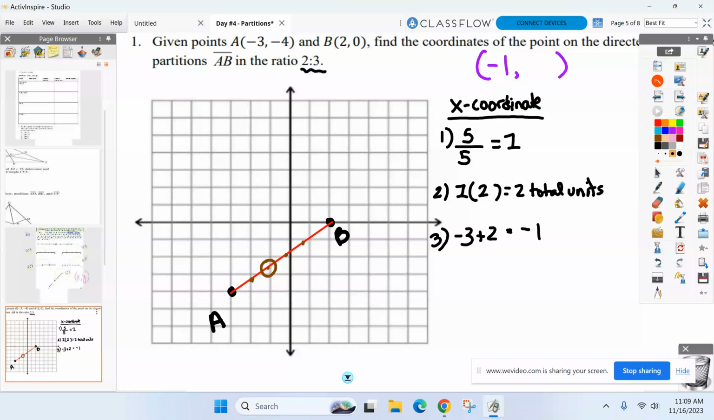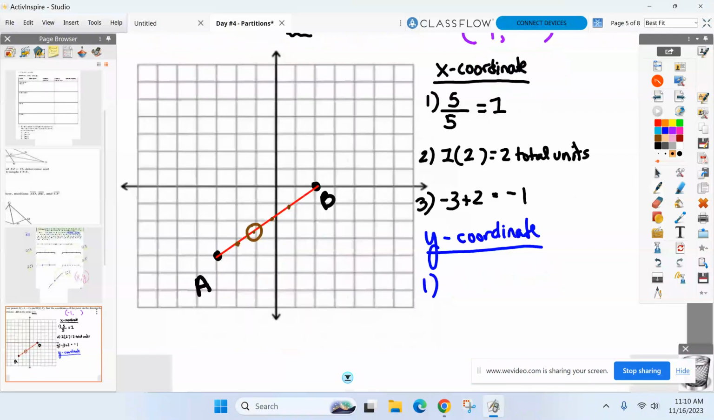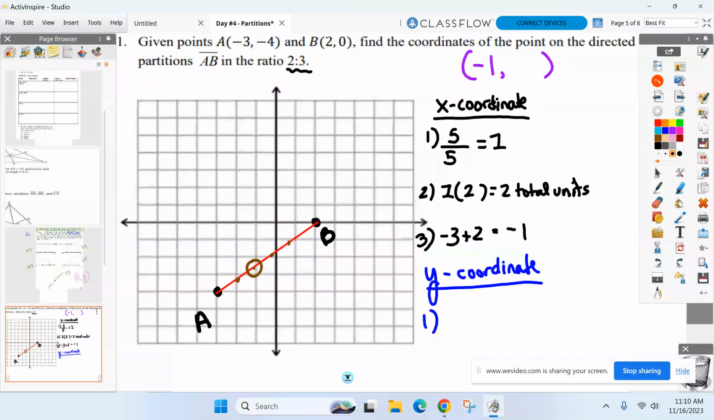All right, ready to find the y coordinate with me? Same exact process as the x coordinate. First thing, what is the distance between the y coordinates of A and B? What do we got there? How far apart are they? 4 units apart. So 4 divided by, I'm still cutting it up into 5 equal parts. Welcome to honors math. Sometimes they won't be pretty numbers or even whole numbers. So that means I have to go 0.8 units every time.